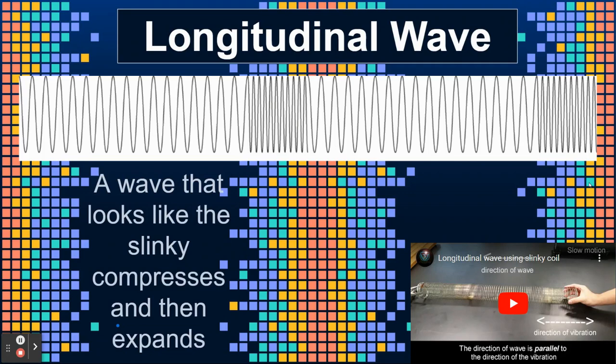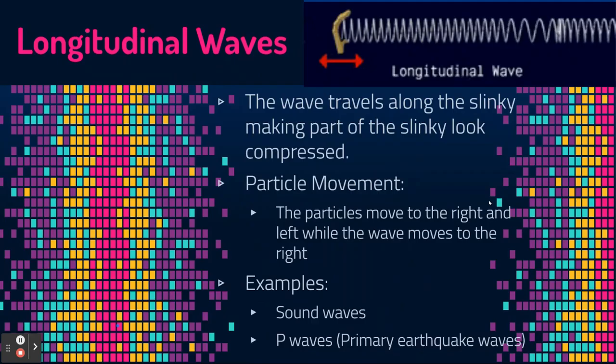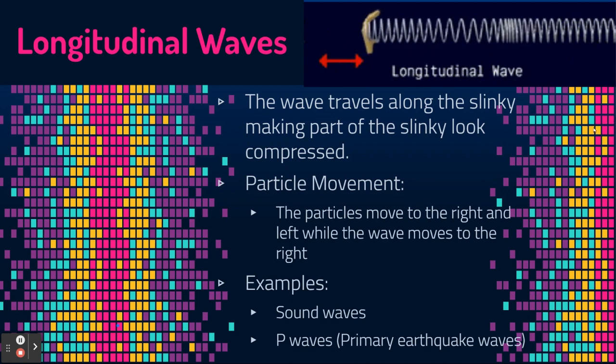A longitudinal wave is a wave that looks like the slinky is getting compressed and then expands. So let's take a look at that. Here we have a longitudinal wave. As it moves, the slinky is getting squished and then it stretches back out as it moves to the right. So the wave travels along the slinky, making part of the slinky look compressed. The particles are going to move to the right and left while the wave also moves to the right. So examples of this are going to be sound waves and P waves, or primary earthquake waves, and we'll talk about those.